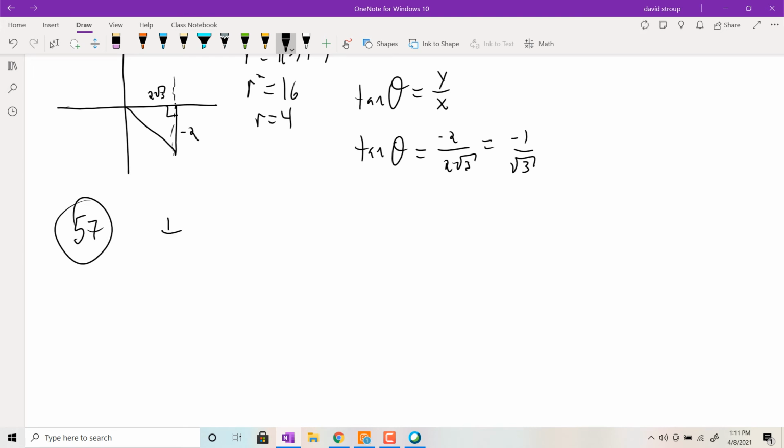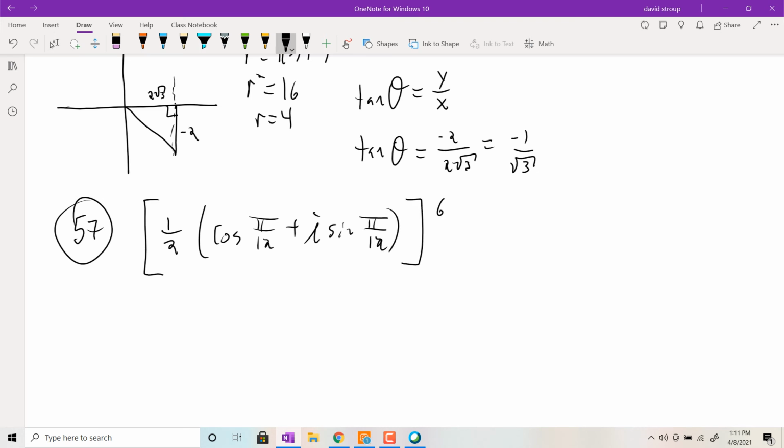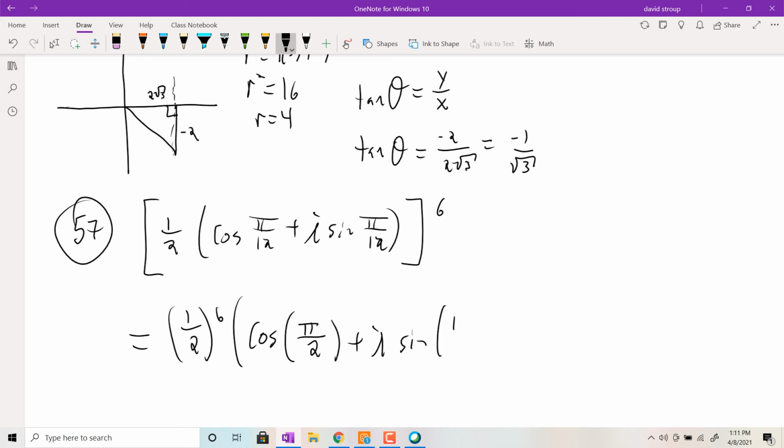57. So we have 1/2 times cosine of pi over 12 plus I sine of pi over 12. I'm not going to put any of the De Moivre's formulas on there where you're finding the roots. Those are usually a lot harder. Anyways, when you do a power, you raise the r part to the power, so it's 1/2 to the 6. And then for this, you just multiply the 6 times the pi over 12. So 6 times pi over 12 is the same as 6 pi over 12, which is the same as pi over 2. Then I get plus I times sine of pi over 2, the same sort of thing.